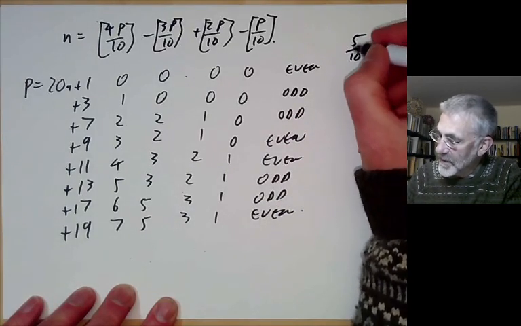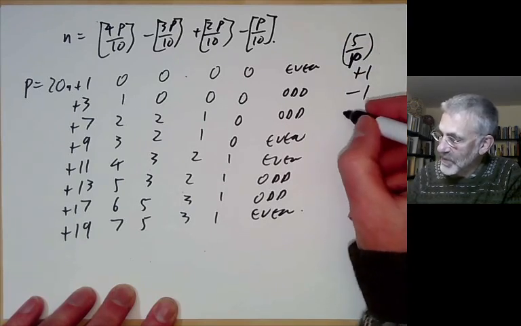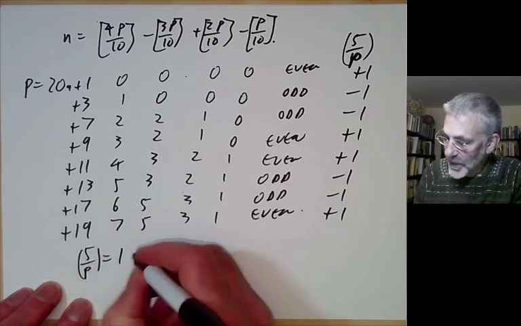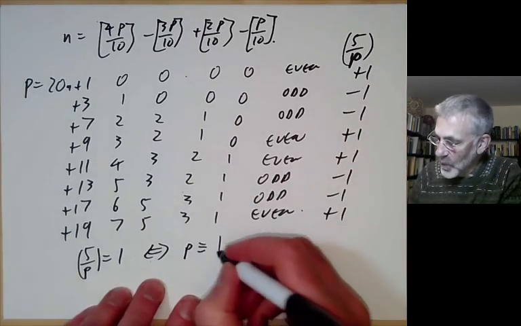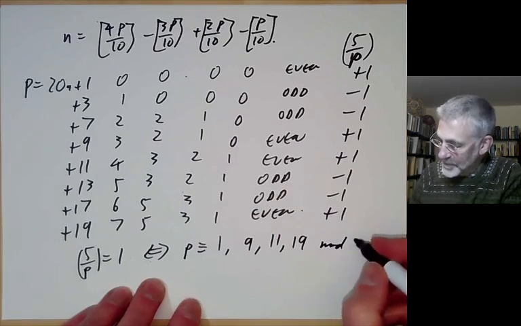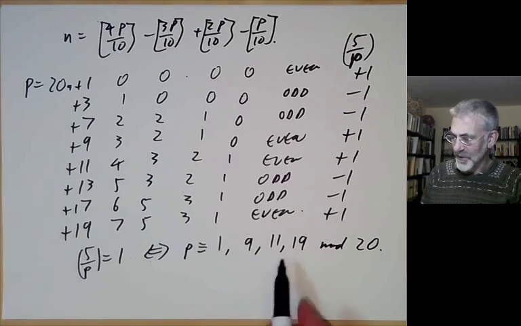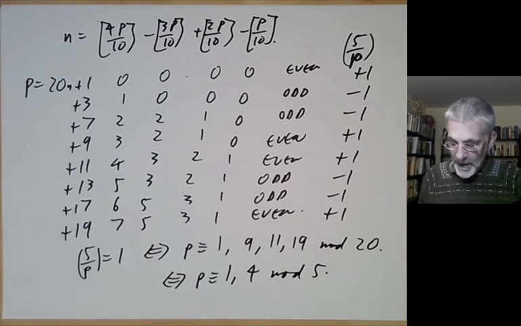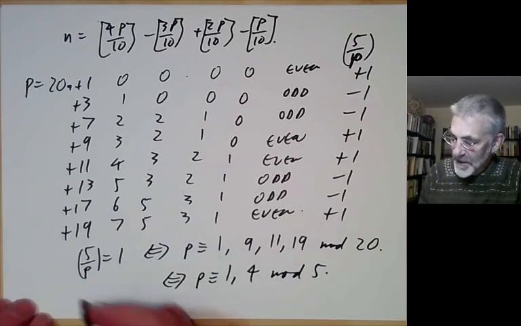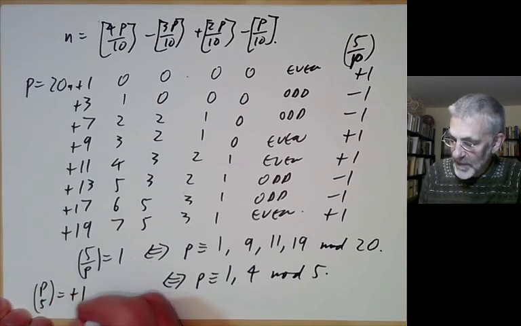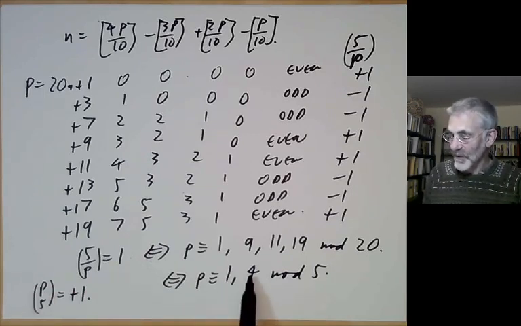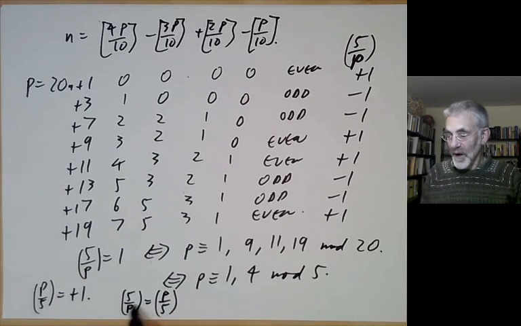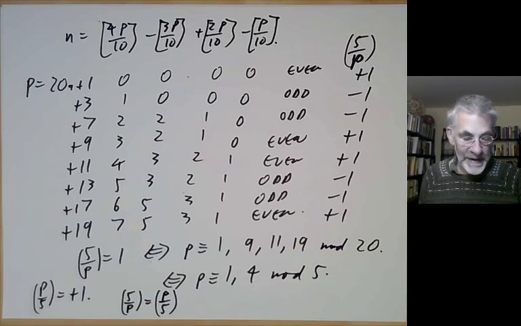So whether or not 5 is a quadratic residue goes plus 1, minus 1, minus 1, plus 1, plus 1, minus 1, minus 1, plus 1. So we see that (5/p) is equal to 1 if and only if p is congruent to 1 or 9 or 11 or 19 modulo 20. We don't actually need to work modulo 20, because this is just equivalent to p being congruent to 1 or 4 modulo 5. In fact, this is also the condition for (p/5) to be 1, since the squares modulo 5 are exactly the numbers that are 1 or 4 mod 5. So in fact, we see that (5/p) is equal to (p/5). It's another case of the quadratic reciprocity law, which allows you to turn the Legendre symbol upside down sometimes.